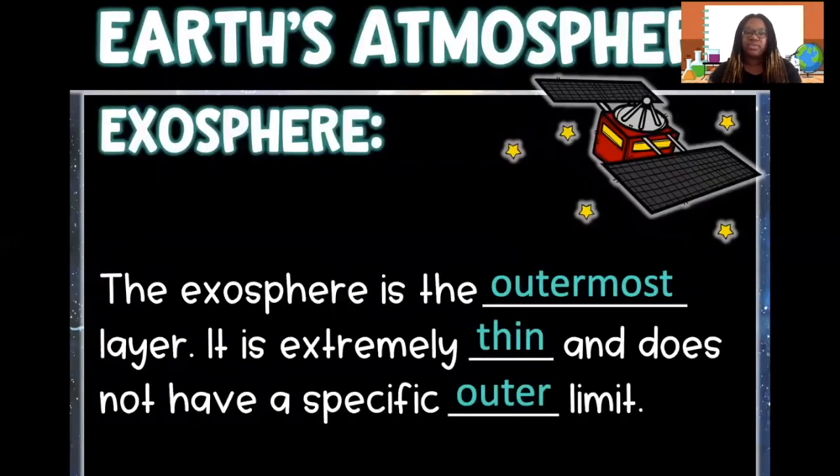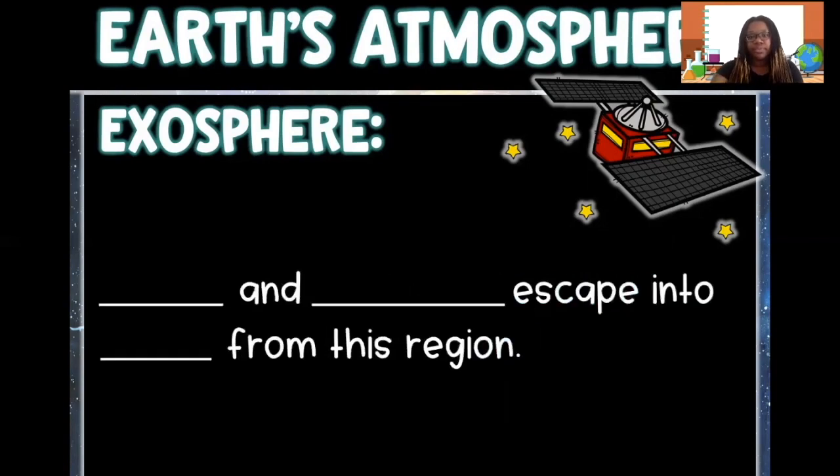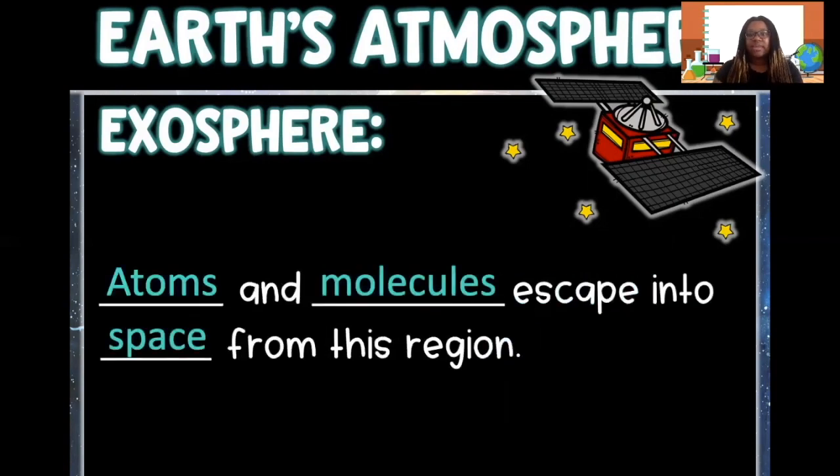Now we have the exosphere. The exosphere is the outermost layer. It is extremely thin and doesn't have a specific outer limit. Atoms and molecules escape into space from this region. So I want you to think of the exosphere like this: we are now exiting Earth.